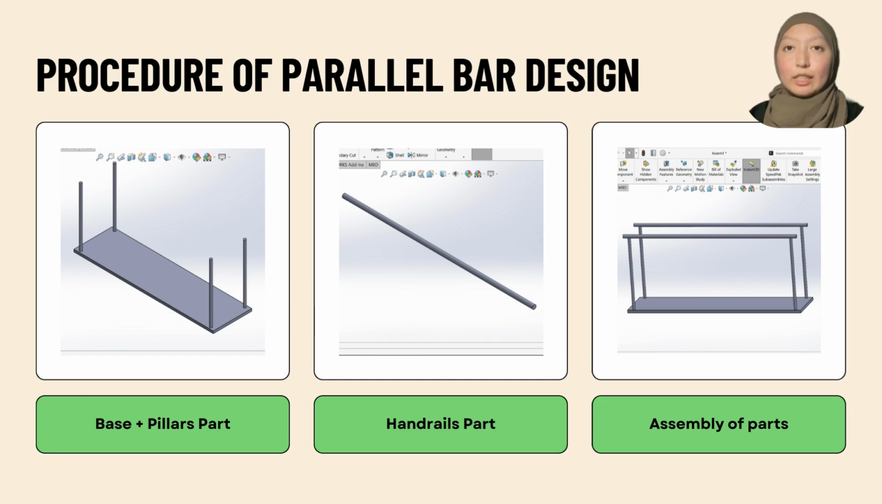The second stage involved the modeling of the handrails. Each handrail was designed as a cylinder with a length of 3010 mm and a diameter of 60 mm. 2 slots were then created along the handrails with a depth of 30 mm to accommodate alignment of the pillars. In the final stage, the assembly of the base and handrails were performed using SolidWorks assembly. The handrails were carefully positioned above the pillars and mates were applied between the inner slot faces of the handrails and the outer surfaces of the pillars, forming a complete parallel bar structure ready for simulation analysis.